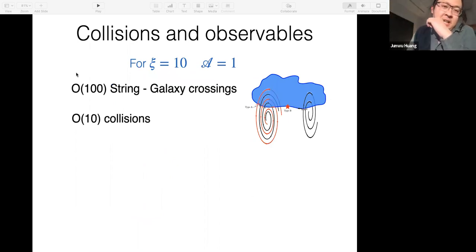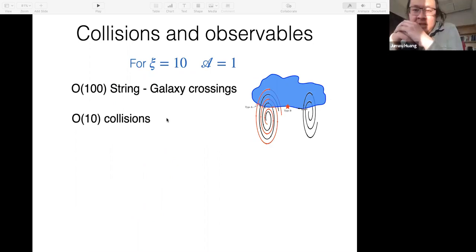So these are just some numbers that we computed. It's easy to estimate. There are of order 100 of these galaxy-string crossings in the universe. And out of these 100 crossings, most of them are going to happen in a galaxy cluster, where there are multiple galaxies charging the string at the same time, and these crossings inside a galaxy cluster will result in collisions.